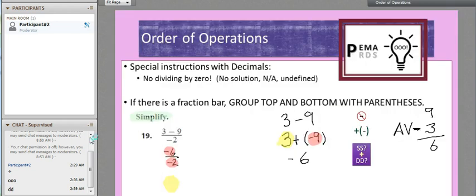And it's going to be positive because a negative divided by a negative is a positive. Happy, smiley, serene face. Okay.